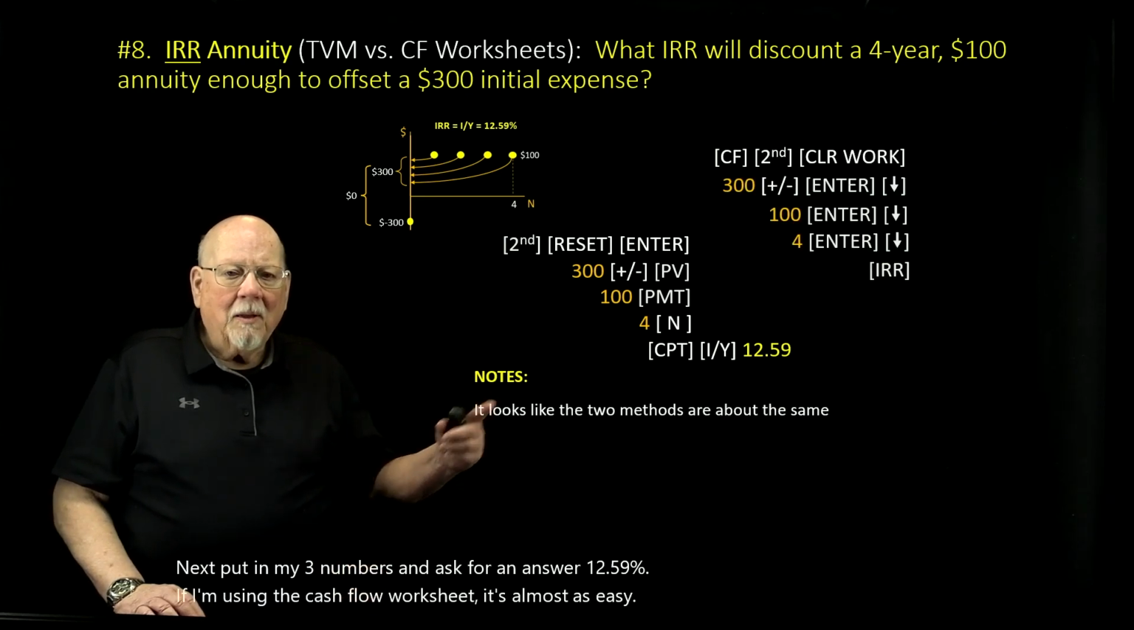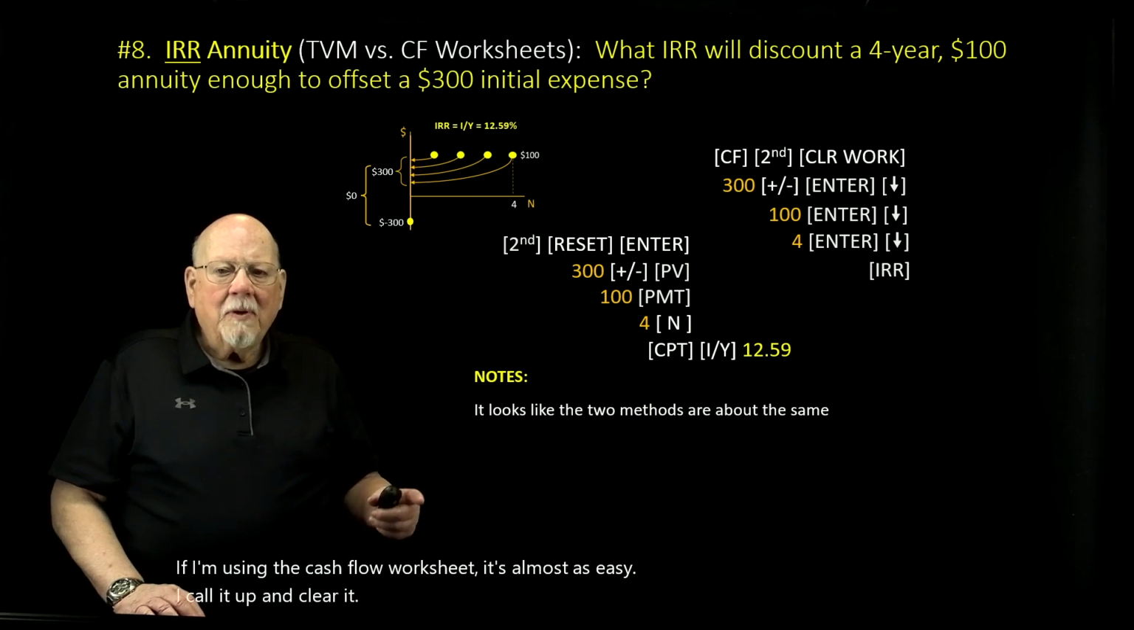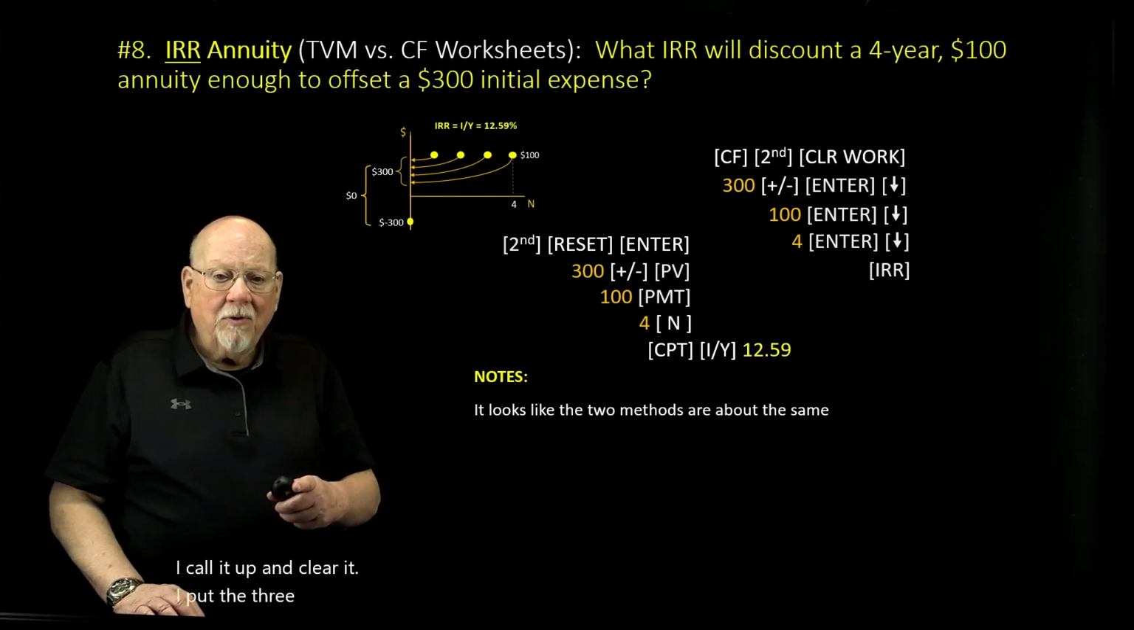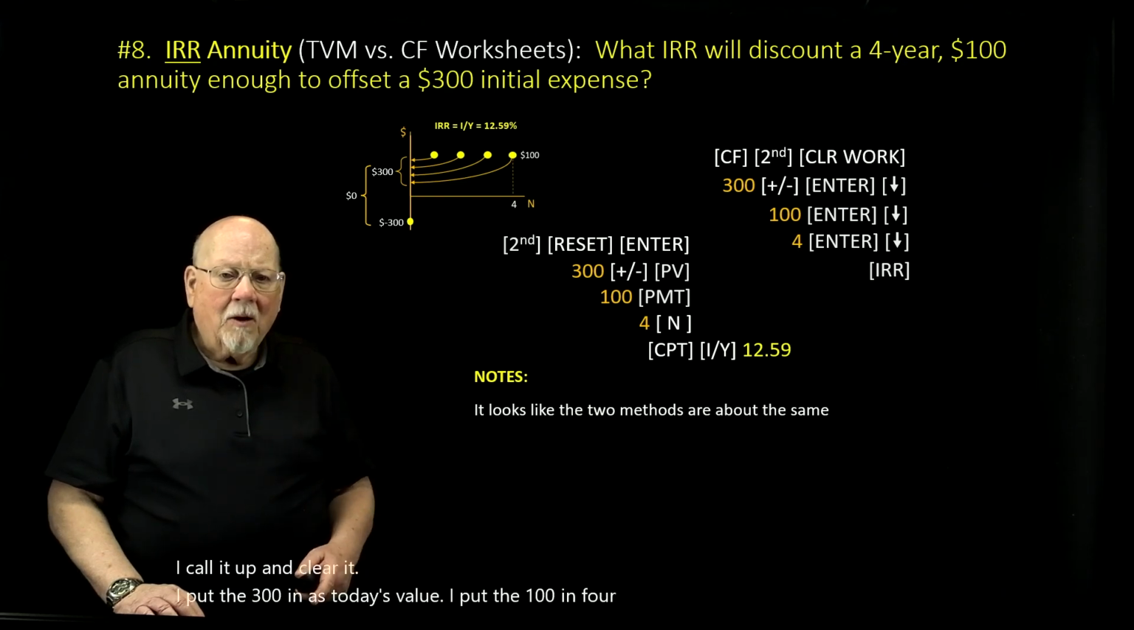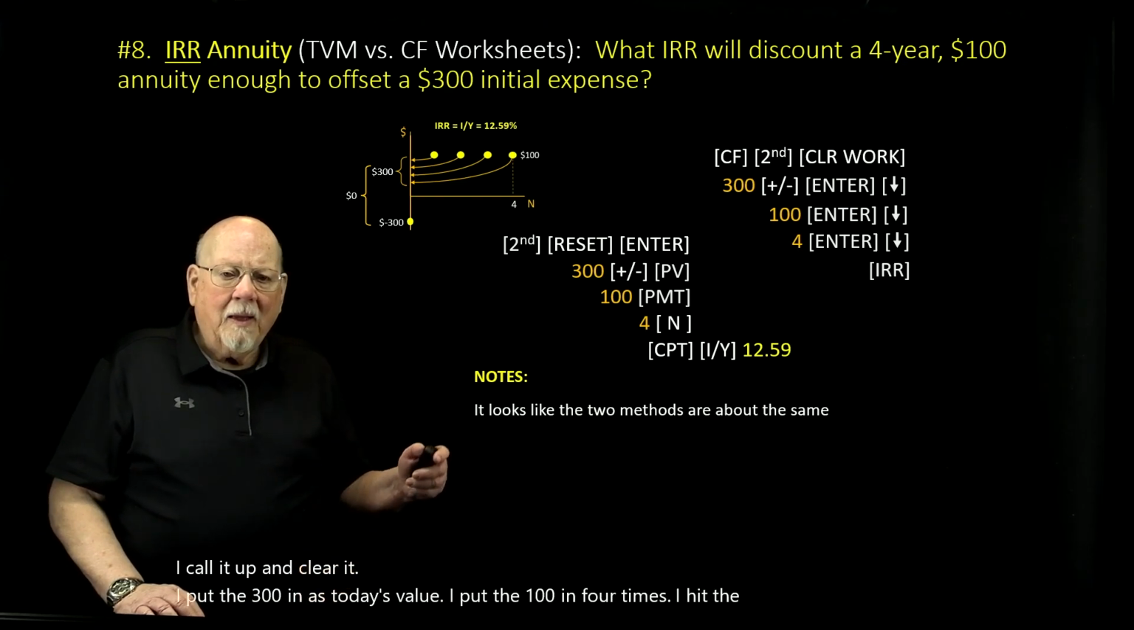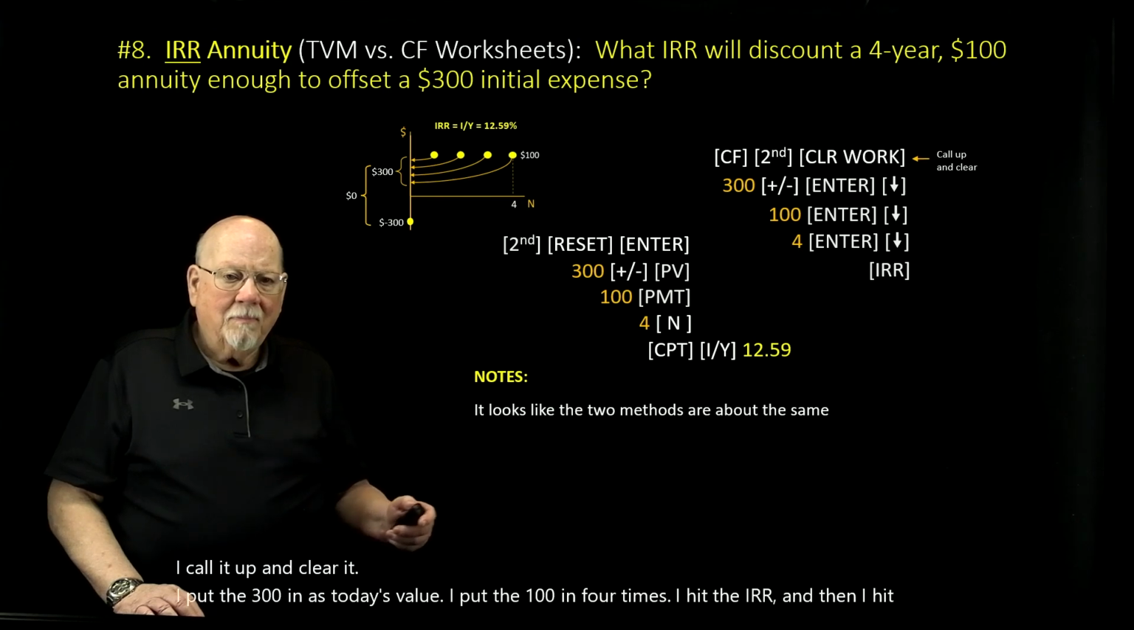I call it up and clear it. I put the 300 in as today's value. I put the 100 in 4 times. I hit the IRR, and then I hit compute.